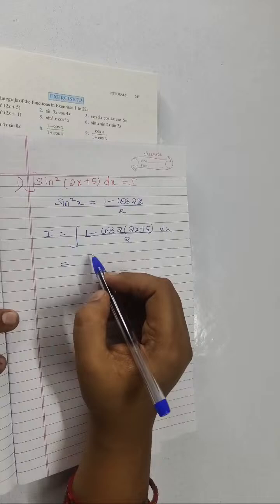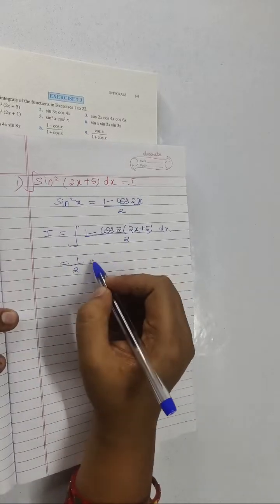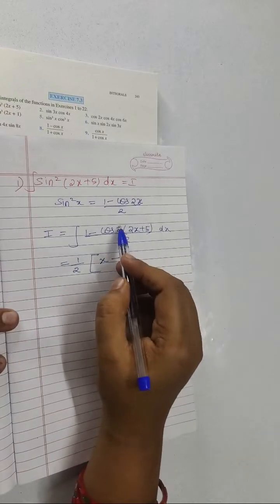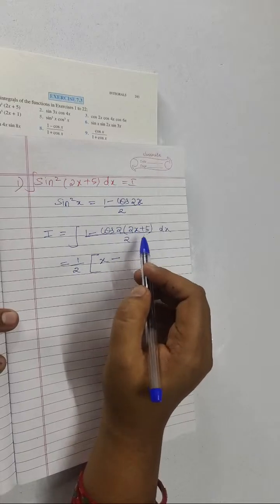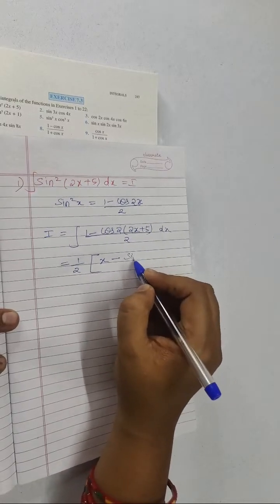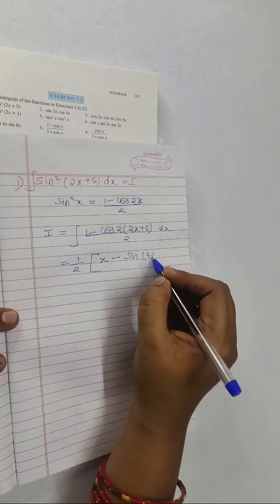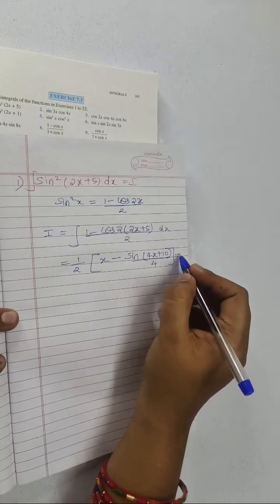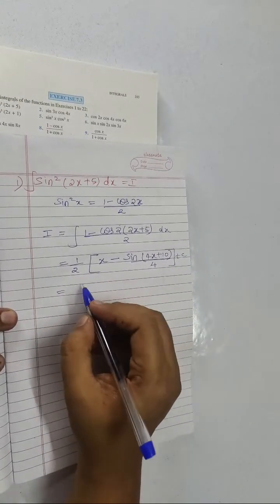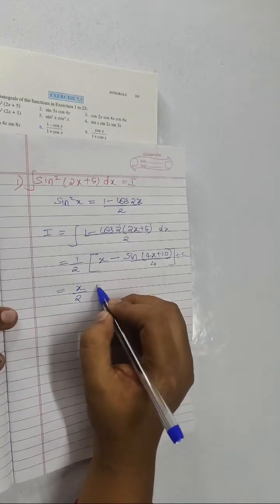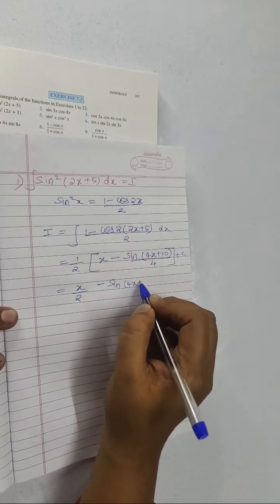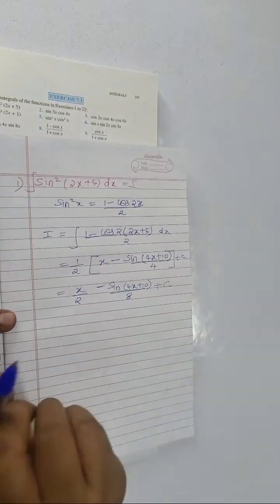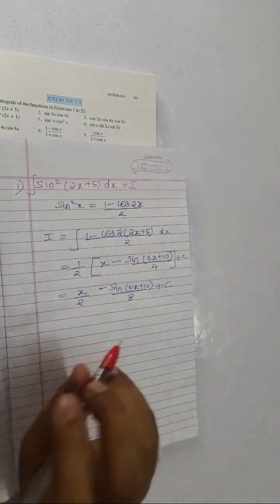So we will take the 1 by 2 out so that it will not get confused. Integration of dx is x, minus, when you multiply 2 inside, that will become 4x plus 10. So that will be sine of (4x plus 10) the whole by 4, because integration of cos is sine and the coefficient of x is 4 here. You can multiply 1 by 2 inside, that will become x by 2 minus sine of (4x plus 10) by, denominator into denominator, 8, plus c. This is the required answer.